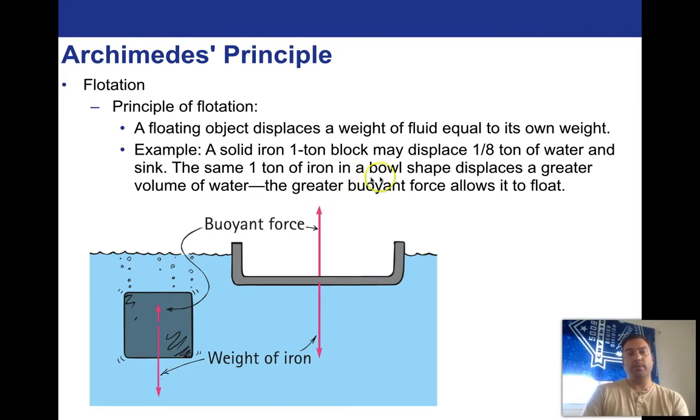The same 1 ton of iron in a bowl shape displaces a greater volume of water, and therefore the greater buoyant force allows it to float, right? So you want to be able to do as much displacement as possible. If you're able to displace more than you actually weigh, you float. That's all there is to it.